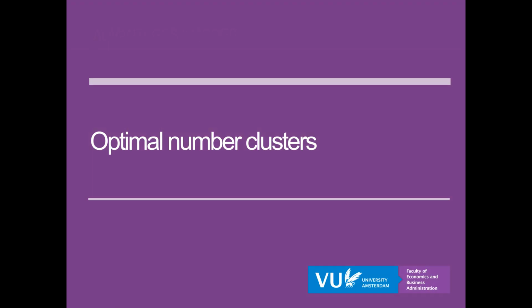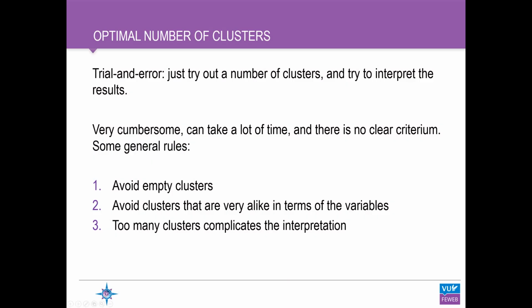Now, how do you find this optimal number of clusters? You can do this by trial and error. Just try out a few numbers of clusters and try to interpret the results. Now, this can be very cumbersome. It can take a long time, and there's no clear criterion.